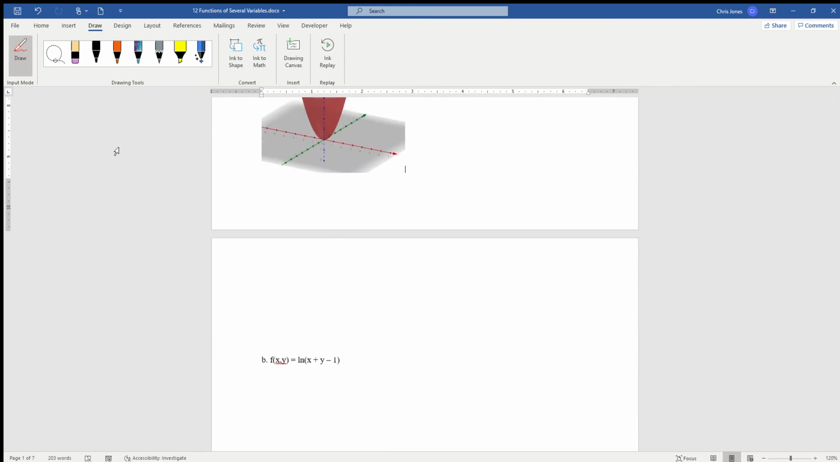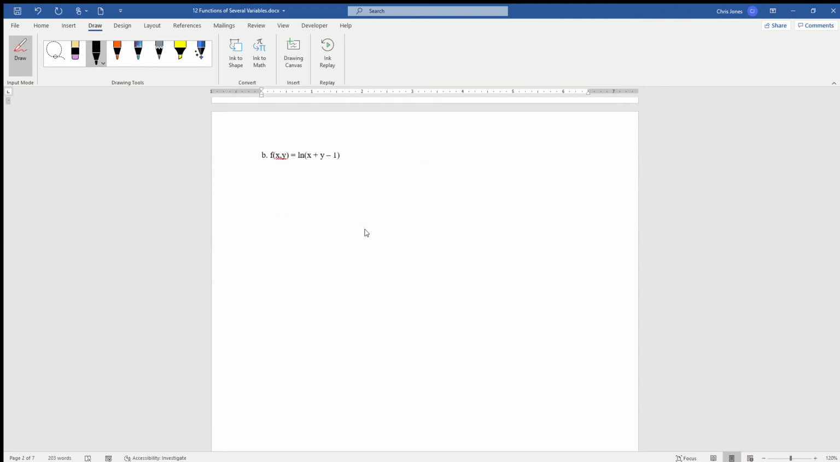So a second example, this time we have a natural log in 3 dimensions. So we have ln of x plus y minus 1. We're going to substitute 1, 1. So we're going to have f at (1, 1). That's going to be ln of 1 plus 1 minus 1. And we know that's ln of 1, which is 0.